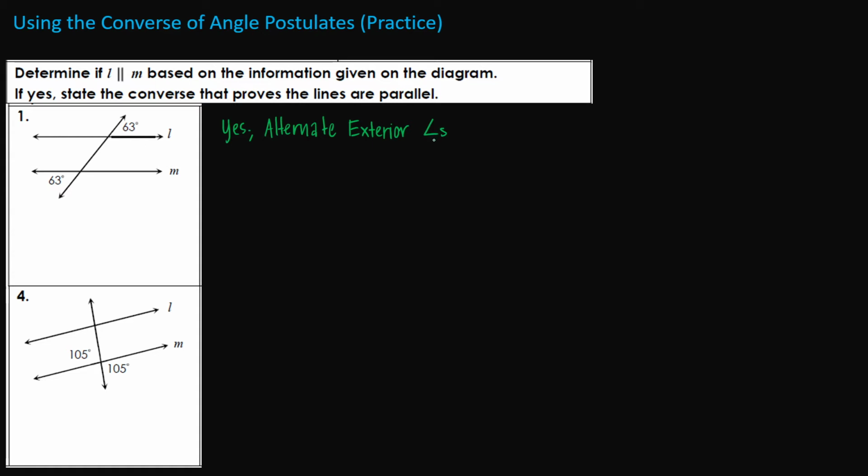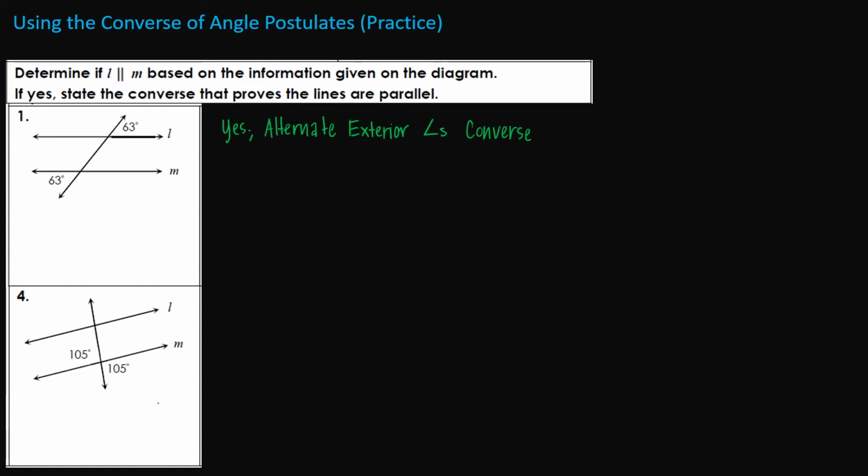And I'm abbreviating angles as the angle symbol followed by S, angles. And that is the converse. So if you notice that a pair of alternate exterior angles are congruent, they're the same measure, you can say that the lines L and M are parallel by the alternate exterior angles converse.